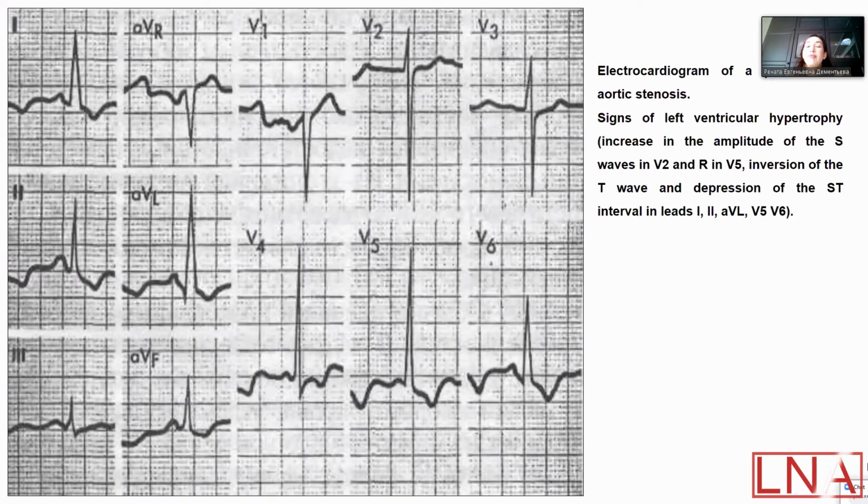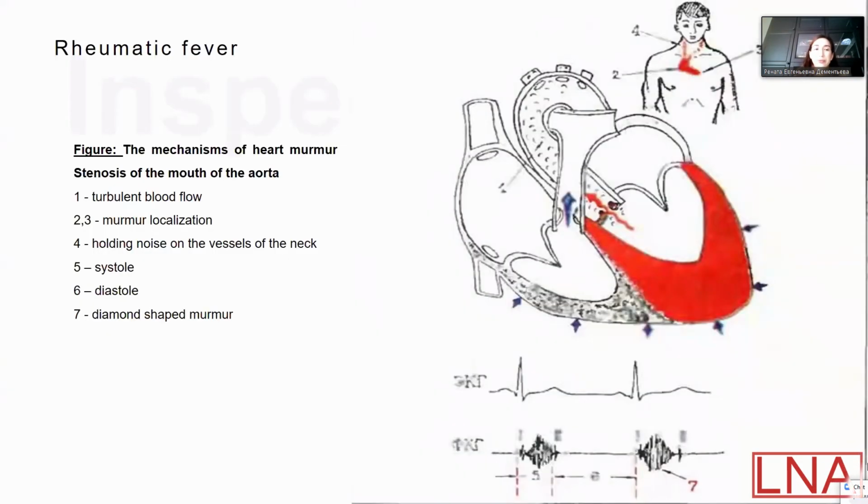About the ECG, the electrocardiogram of a patient with aortic stenosis. First of all, signs of left ventricular hypertrophy, because aortic stenosis leads to the development of left ventricular hypertrophy after dilatation. Increased amplitude of the S wave in V1 and V2, increased amplitude of the R wave in V5 and V6, some inversion of the T wave and oblique depression of the ST segment after the high amplitude R waves in V5 and V6, and a positive Sokolov-Lyon index. All are signs of left ventricular hypertrophy.